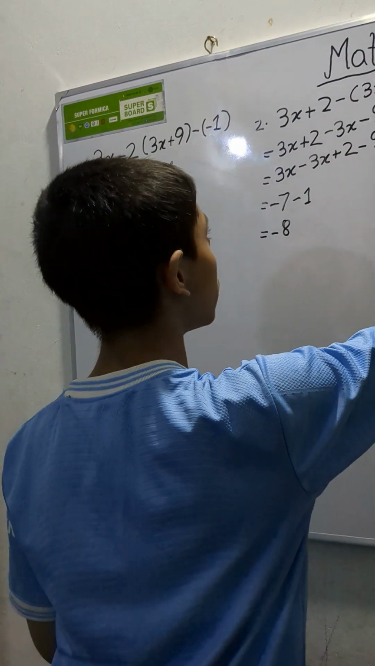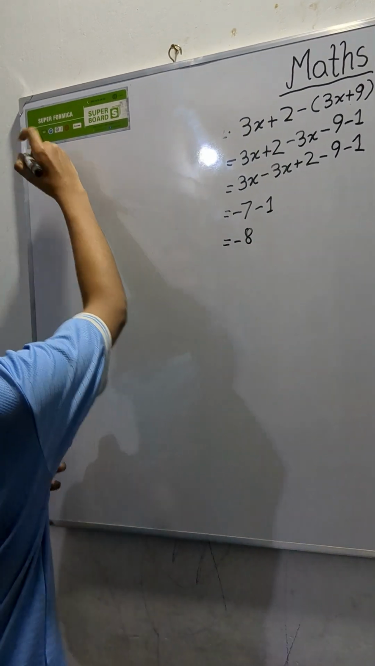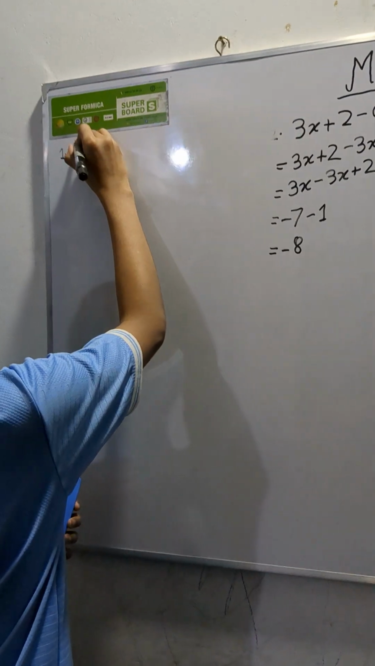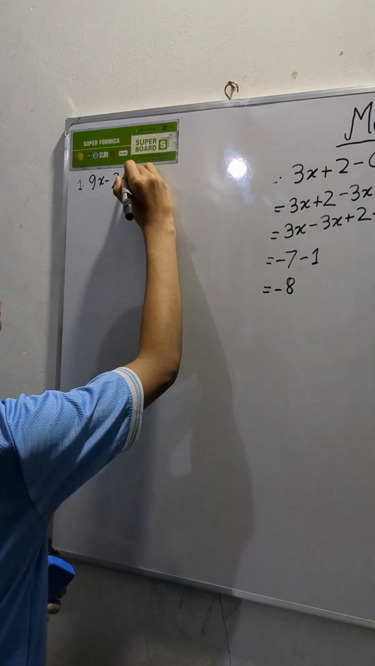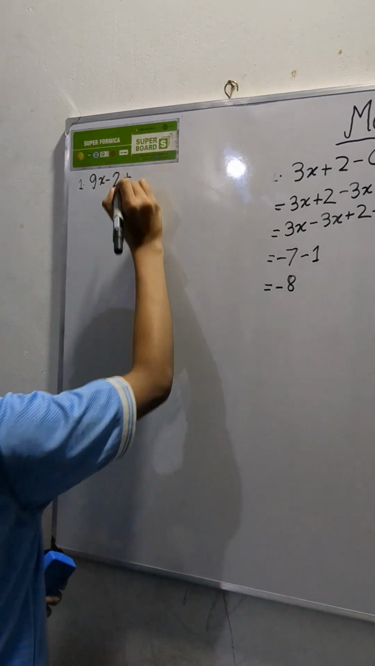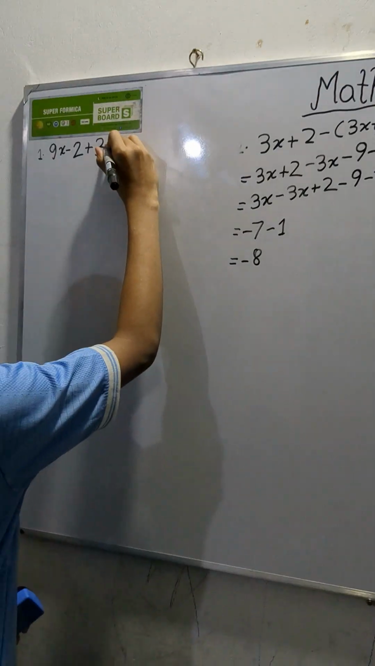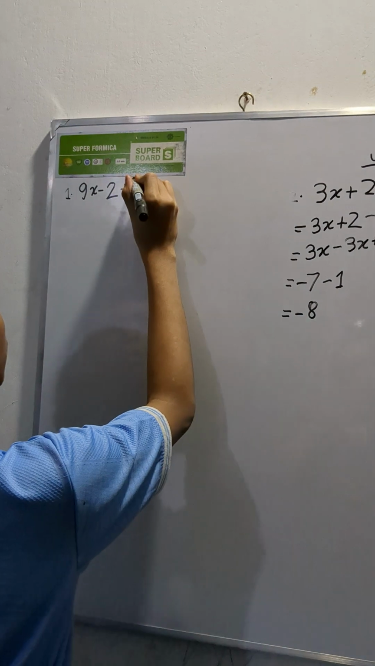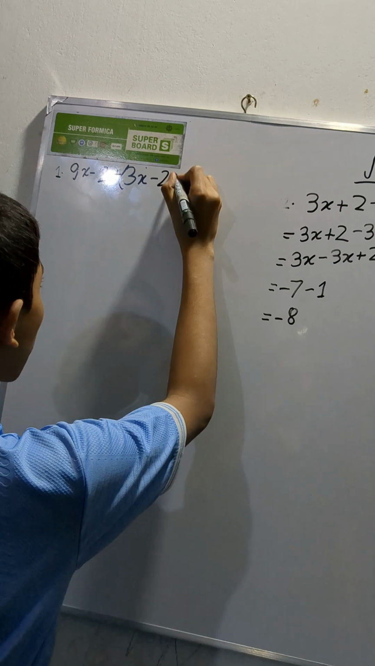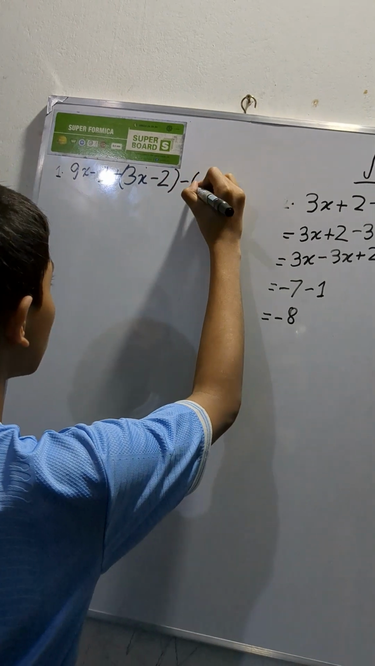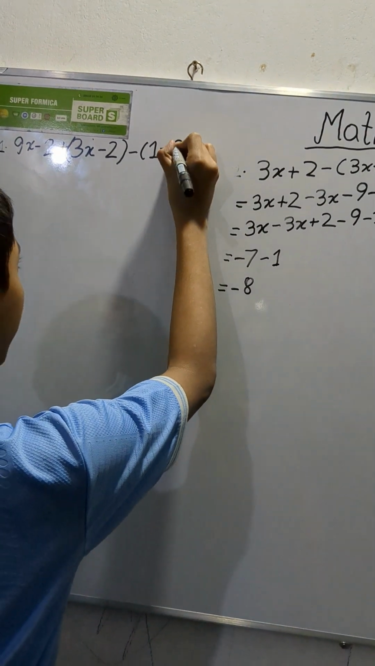I'm showing you another math. (9x minus 2 plus 3x) bracket minus 2 minus 1 minus 9x.